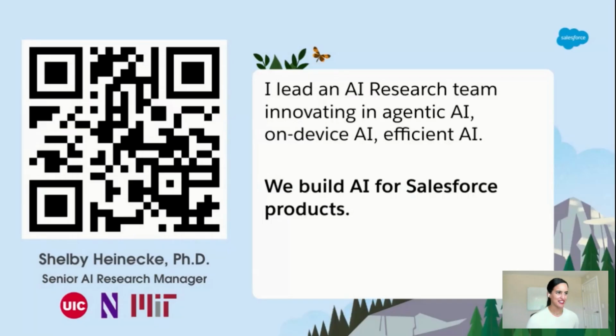So let's get started. Let me give you a little bit of background about myself and my team. I lead an AI research team at Salesforce. We focus on agentic AI. We focus on device AI. We focus on efficient AI. So today's talk is really in that efficient AI category, but it's horizontal to on-device AI. It's horizontal to agentic AI. Again, you need efficient AI to power the data platform, to power all that great AI that's going to go on top. So we build AI for research at Salesforce, but most importantly for Salesforce products.